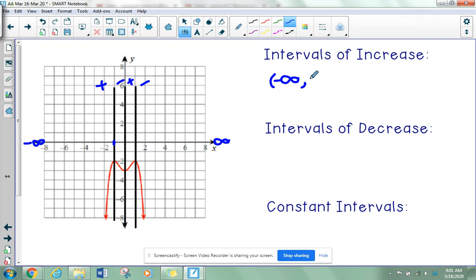So I'd say from negative infinity to -1. Now we use parentheses on that, not a square bracket, because at -1, it's not increasing or decreasing. So we don't want to include it.